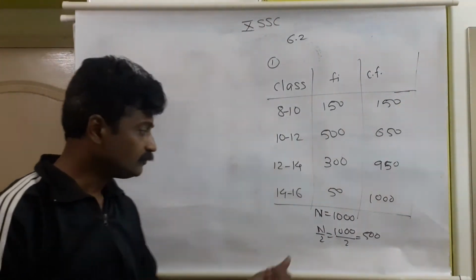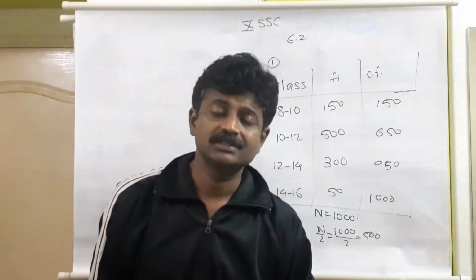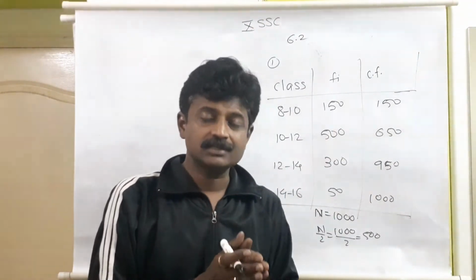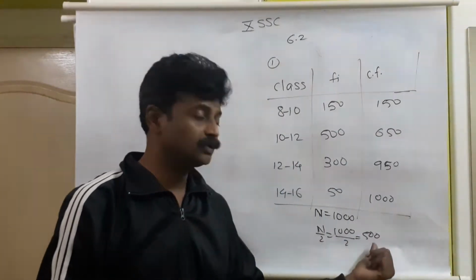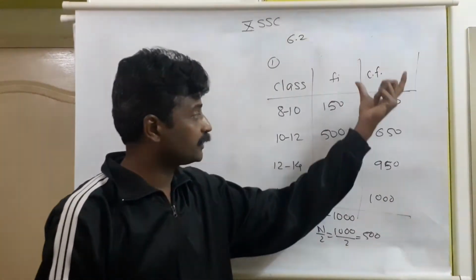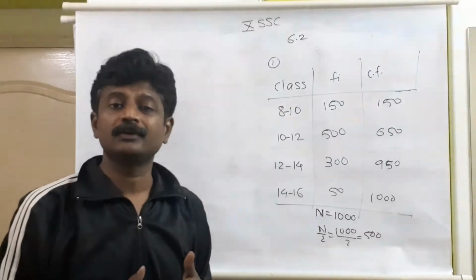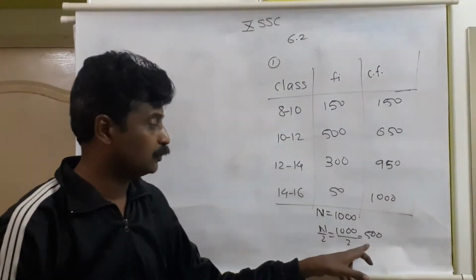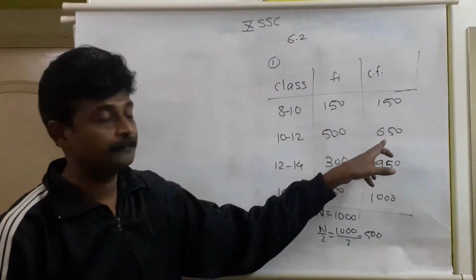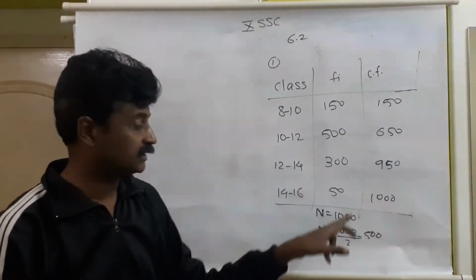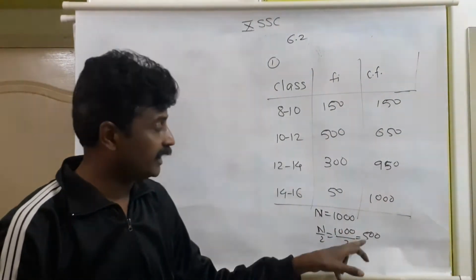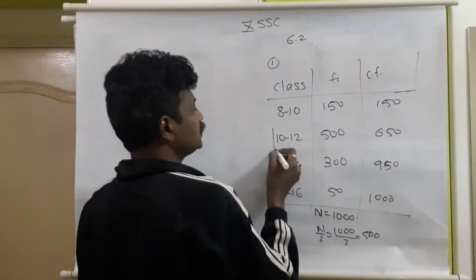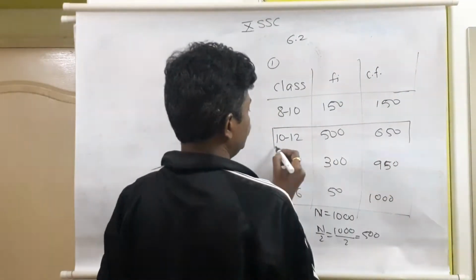Now, this will decide which is the median class. First cumulative frequency which is more than N by 2. N by 2 is 500. So in the cumulative frequency column, the first cumulative frequency which is more than 500 is 650. Before that, 150 is smaller than N by 2, smaller than 500. So more than 500 is 650. So this class will be our median class.